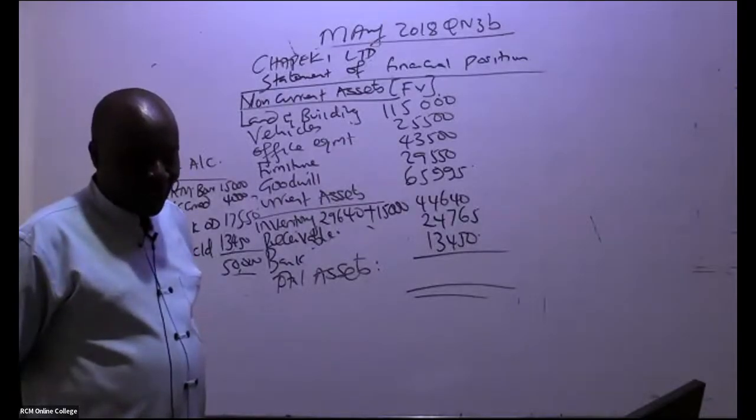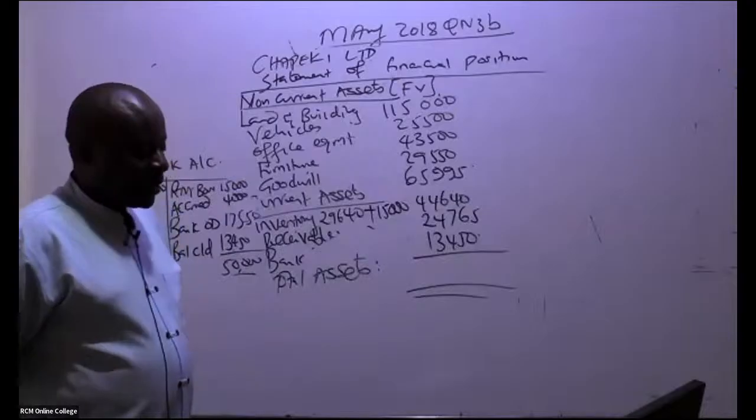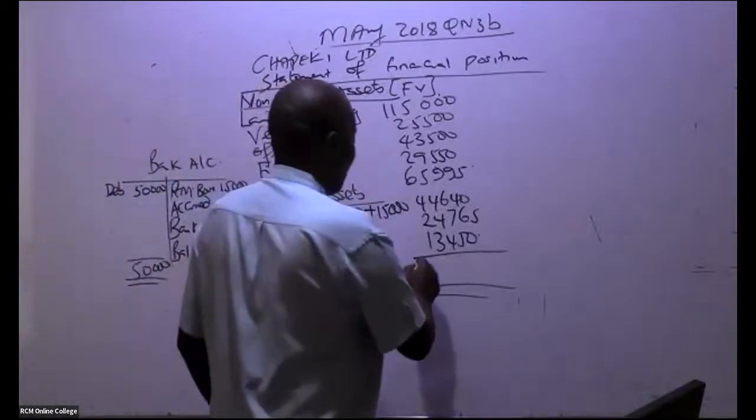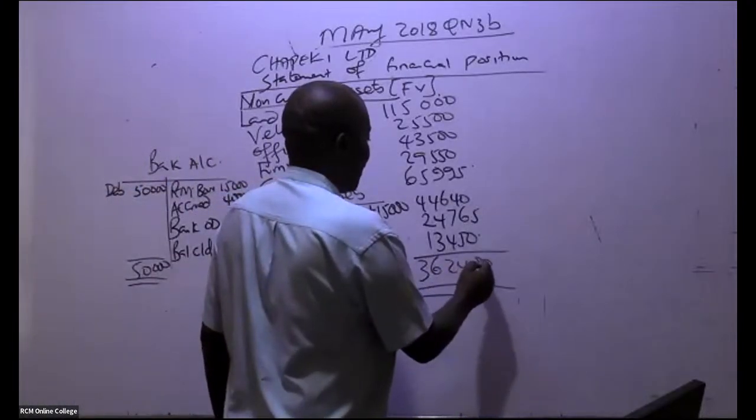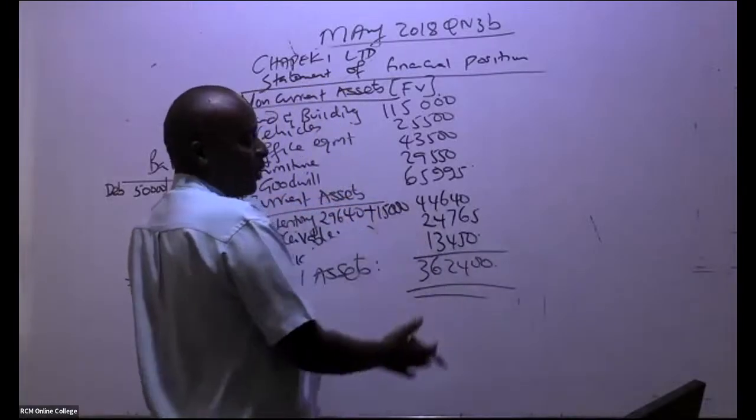Everybody's getting their own figures. 362,400 seems to be popular, right? So I would have continued down here, but remember I don't have space.